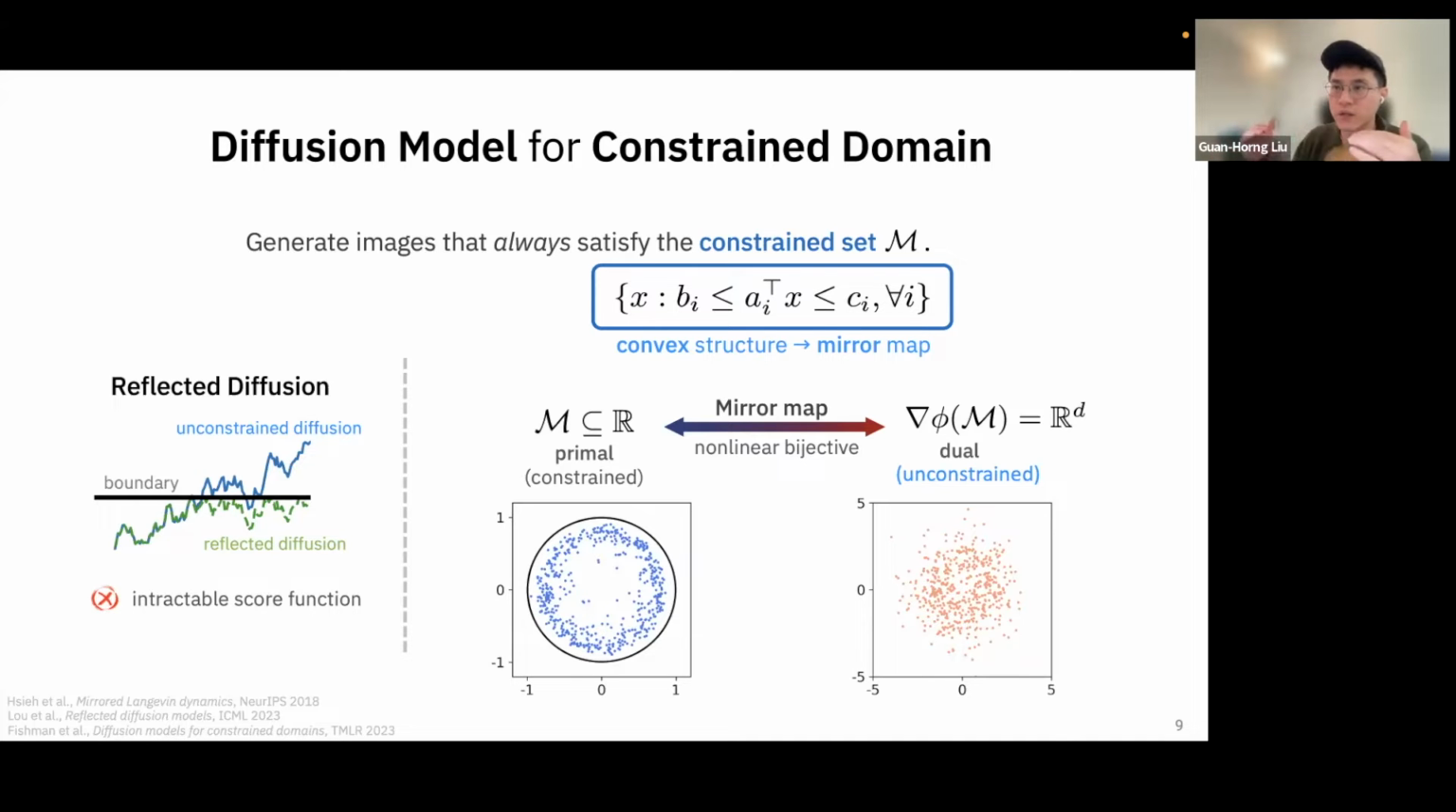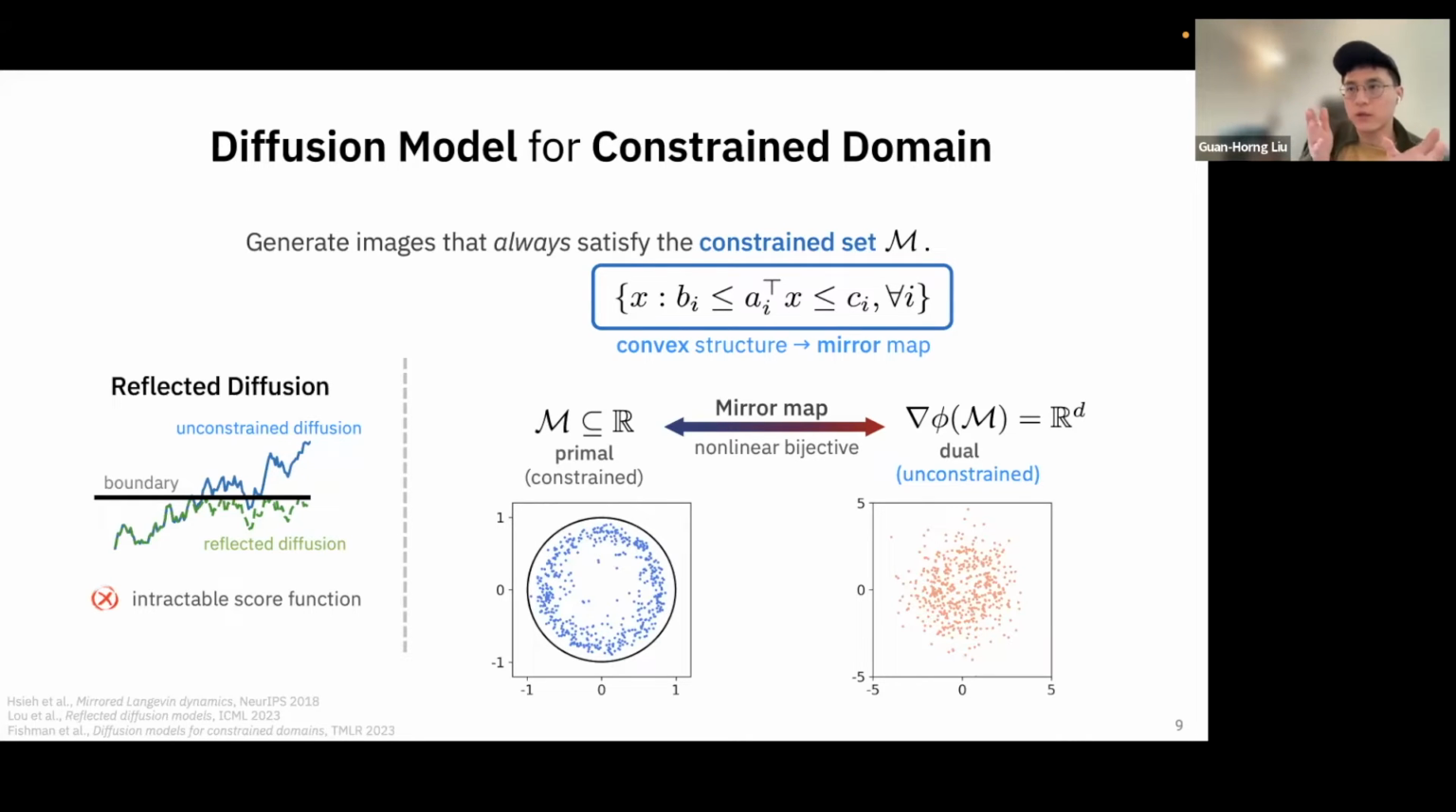But it's just one example, and you can extend that to higher dimensions. Essentially, I'm stretching the geometry around the boundary such that I can do unconstrained sampling. That's one of the ways that Mirror Langevin does the unconstrained sampling.